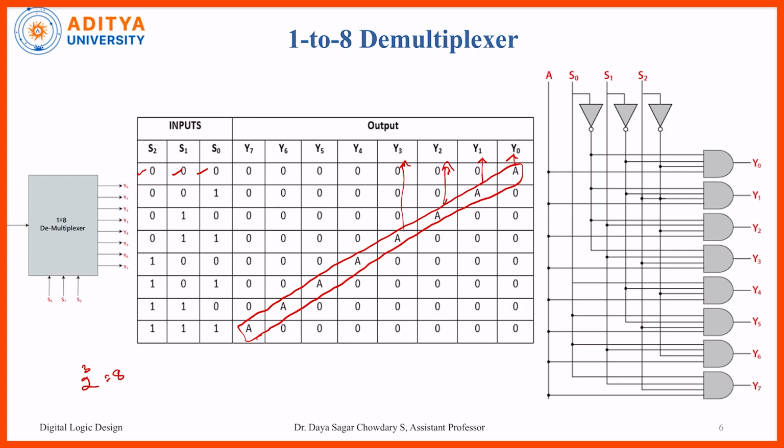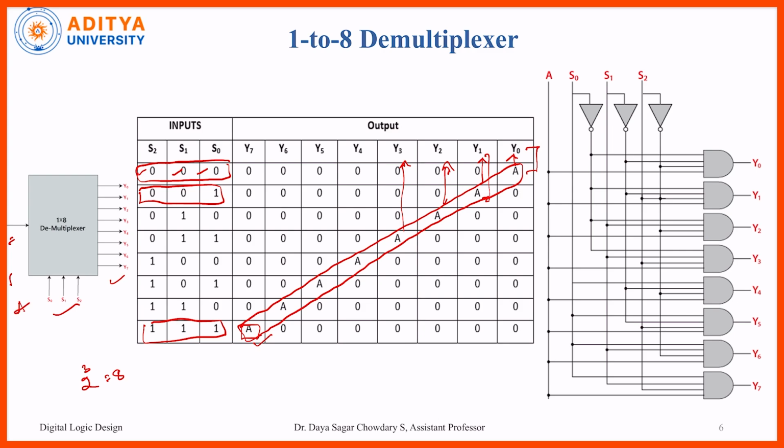That means we will get Y0 is equal to A for the 0 0 0 combination of the selection lines, and Y1 is equal to A for the selection lines 0 0 1. Likewise we can simply consider these combinations. Finally we will get Y7, the final bit, so Y7 is equal to A when the selection lines are 1 1 1. So this is the block diagram, which contains the selection lines S0, S1, S2, and the output lines from Y0 to Y7, and the input is again the same, only one input, that is A.